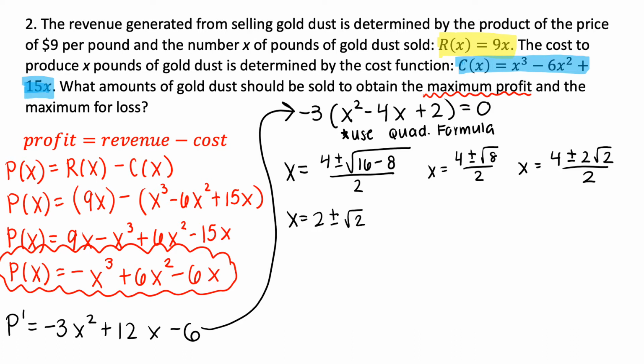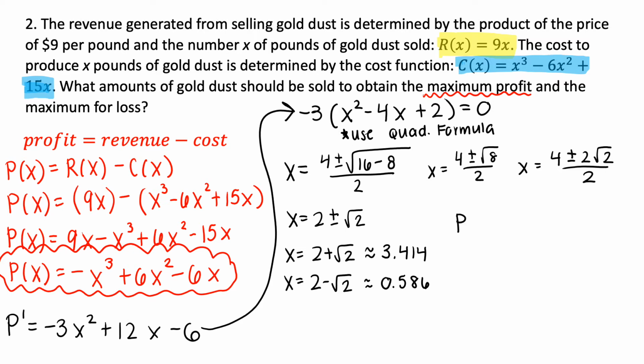Let's get those two values. So x equals 2 plus root 2. Using our calculator, that should give us about 3.414. And x equals 2 minus root 2, which should give us about 0.586. Okay, got them. Those are our two horizontal tangents, the place where we would have either a maximum or a minimum. From there, we're going to go back to our original profit equation that we clouded and see what we get when we plug in either of those and see which one would be the maximum profit and which would be the maximum for loss.